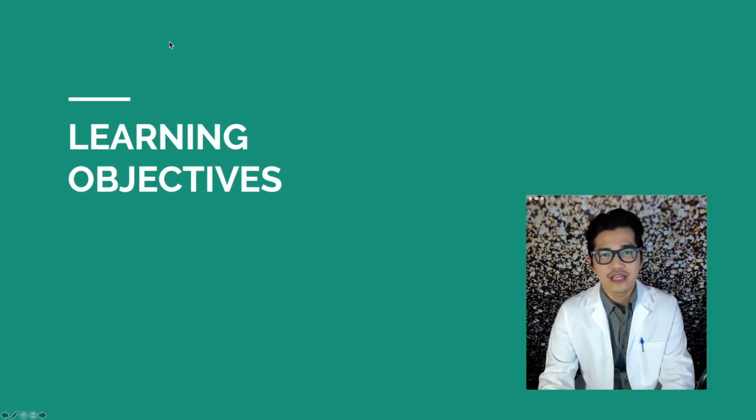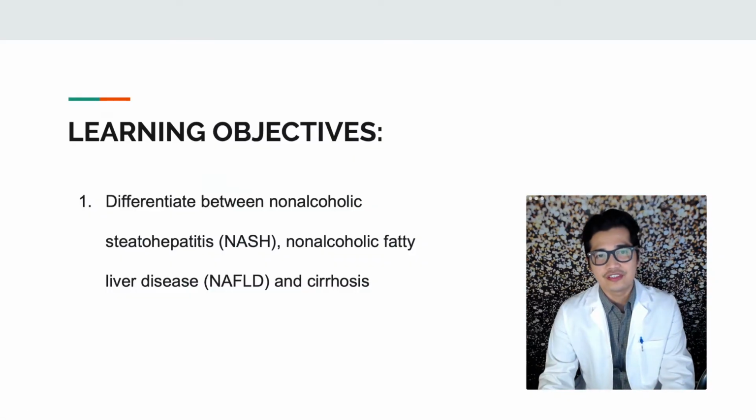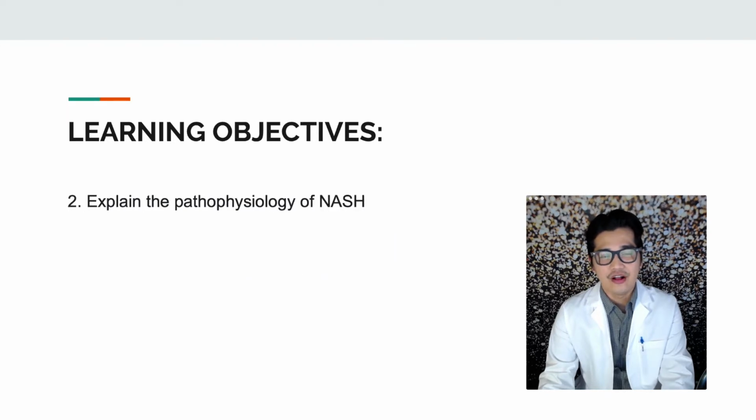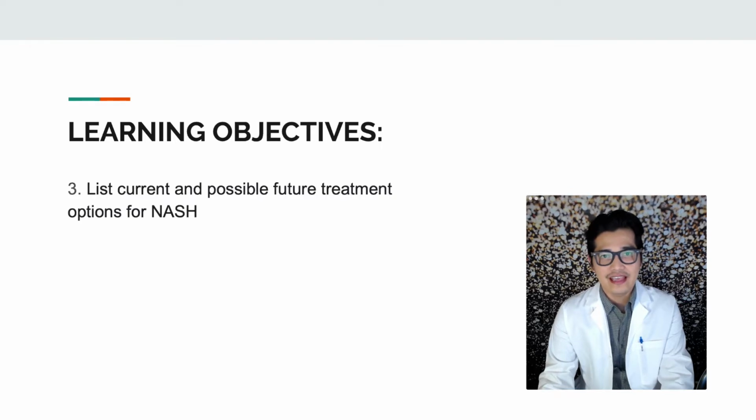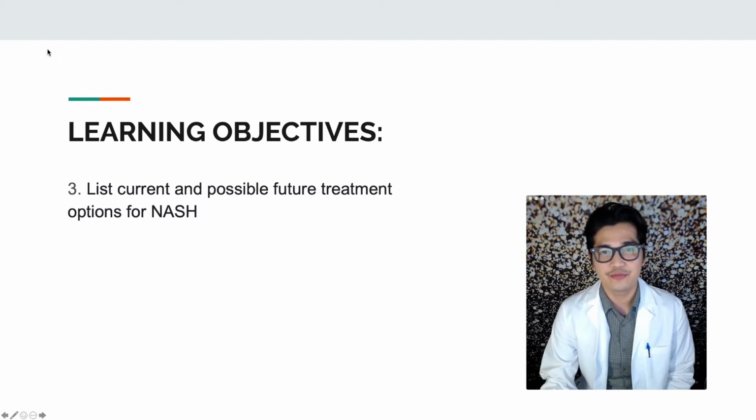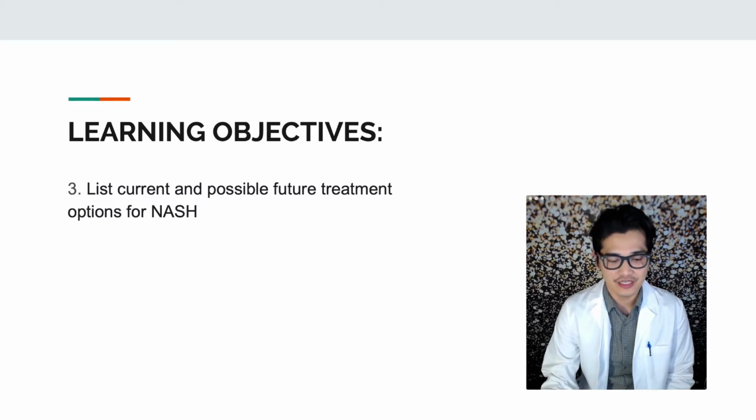Our learning objectives for this session include: after the session, the learner should be able to differentiate between non-alcoholic steatohepatitis, non-alcoholic fatty liver disease, and cirrhosis. Also, they should be able to explain the pathophysiology of NASH. And lastly, they should be able to list the current and future possible treatment options for NASH. At the end of this presentation, there will be an opportunity for a question and answer portion, and there will be a short quiz to evaluate your learning.